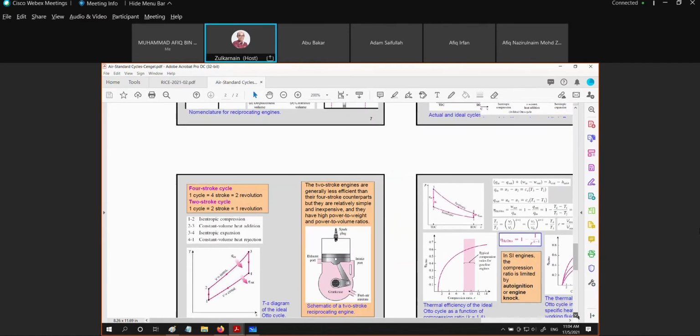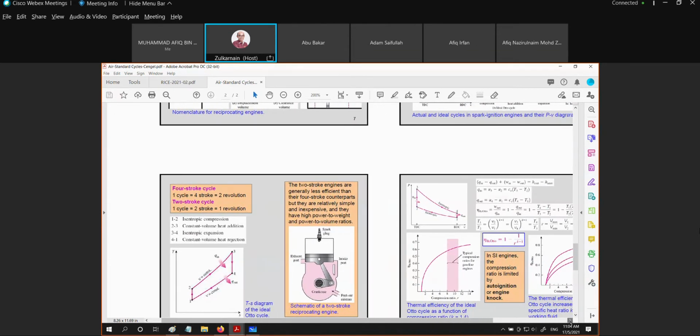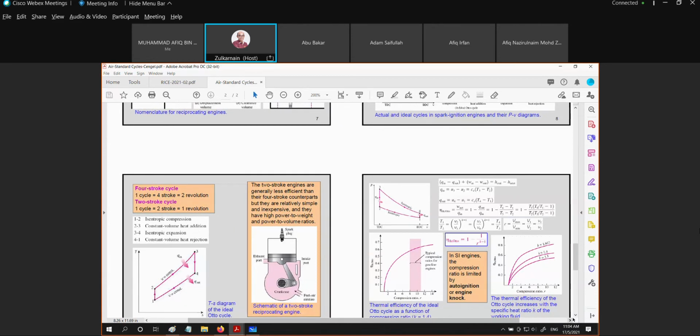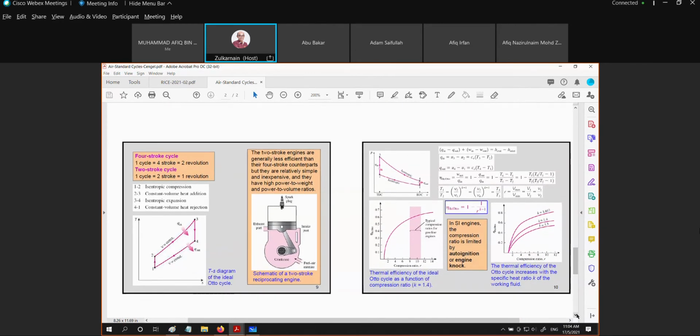And we can prove that for the air standard Otto cycle, the thermal efficiency is a function of the compression ratio. The compression ratio is the R value. What is R? The R value is the maximum volume divided by the minimum volume. For an Otto cycle, the maximum volume consists of the clearance volume plus the swept volume. And the minimum volume is at TDC, which is the VC, or the clearance volume.